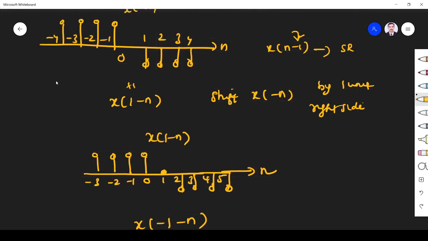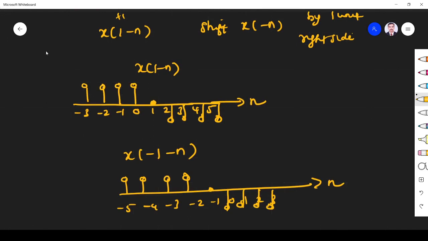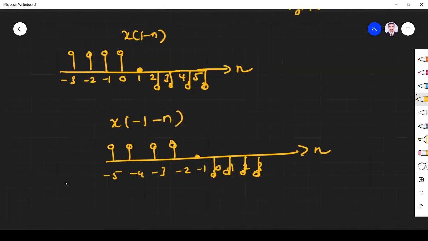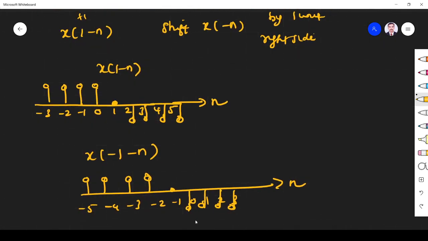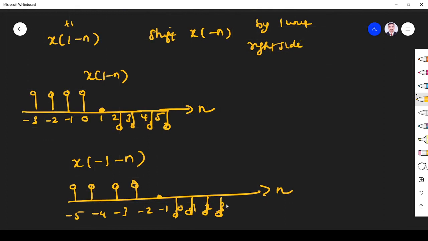That means I have shifted this signal by 1 unit left. So minus 4 will come to minus 5. Minus 1 will come to minus 2. 0 will come to minus 1. And 1 comes to 0. And 2, 3, 4 come to 1, 2, 3. That is x of minus n shifted by 1 unit to the left-hand side.